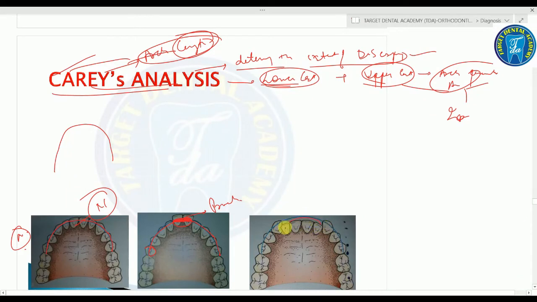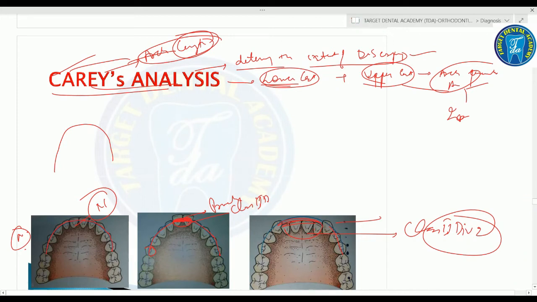While in case of the retroclined maxillary incisors, in case of class 2 division 1, the brass wire should pass over the labial surfaces of the anterior teeth. This is in case of class 2 division 2.